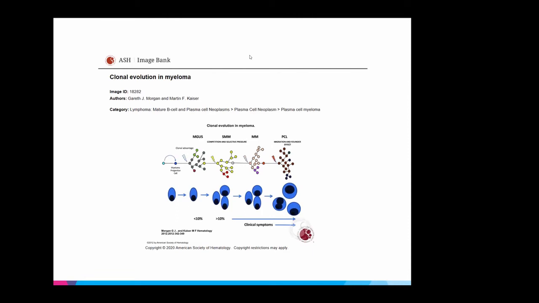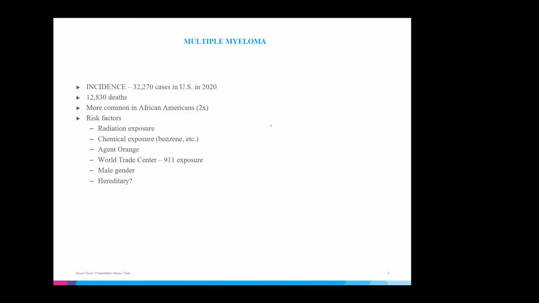There is something called clonal evolution in patients with myeloma. There are normal numbers of plasma cells in the body ordinarily. MGUS, which is monoclonal gammopathy of undetermined significance, are patients with a low number of monoclonal plasma cells, excuse me, of less than 10% in the bone marrow. Smoldering myeloma patients have more than 10% monoclonal plasma cells in the bone marrow. And then we come to multiple myeloma and even plasma cell leukemia, where you have circulating monoclonal plasma cells.